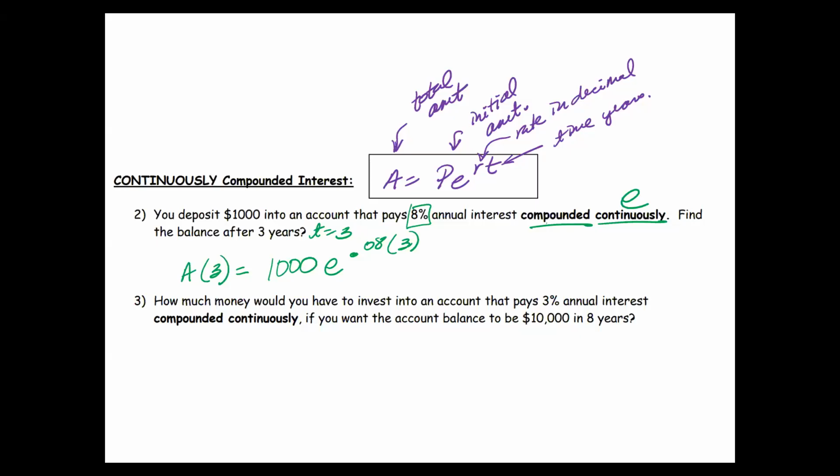All right, so with my calculator, I'm going to put in 1,000, second, ln, so you get the e, 0.08 times 3. So in 3 years, you are going to get $1,271 back.